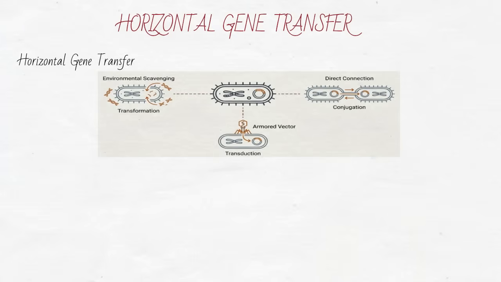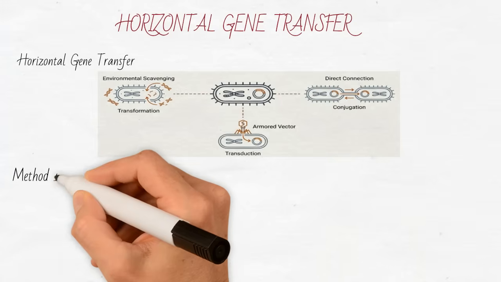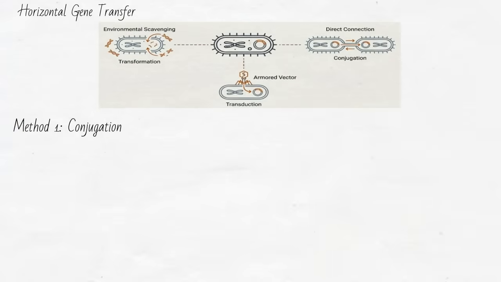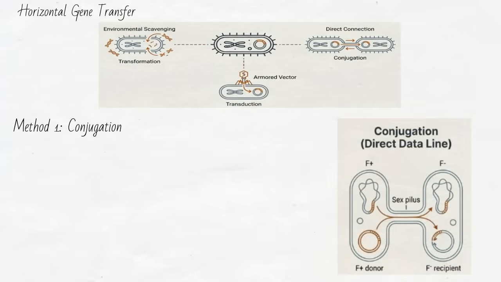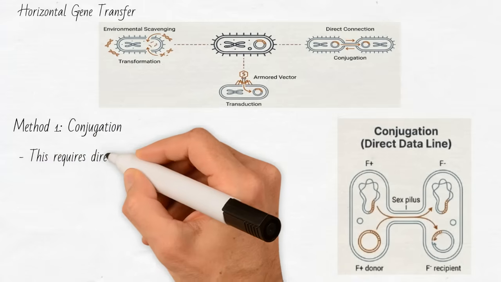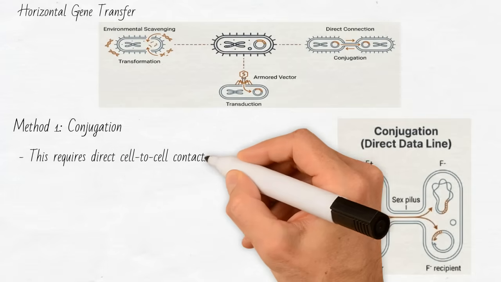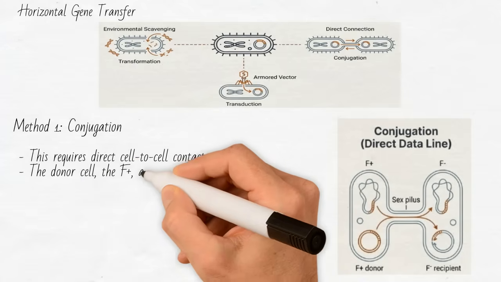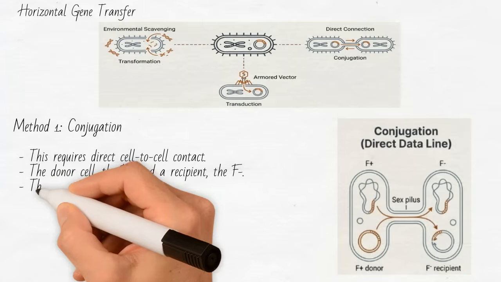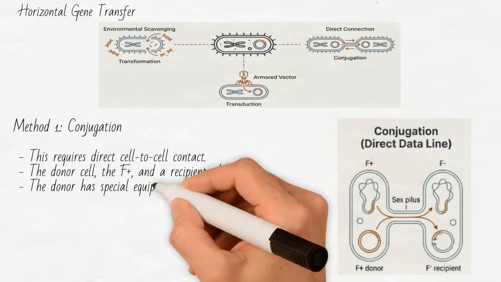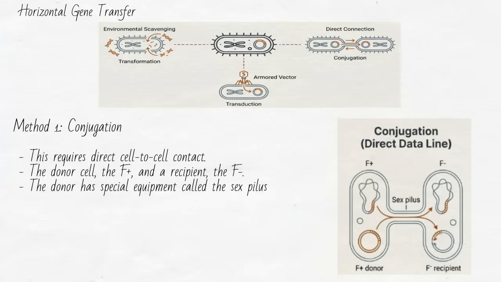Let's run through the 3 ways bacteria swap genetic blueprints. Method 1, conjugation. The most direct method. This requires direct cell-to-cell contact. You have a donor cell, the F+, and a recipient, the F-. The donor has special equipment called the sex pilus. This hair-like projection reaches out, attaches to the recipient, and forms a physical cytoplasmic bridge. It's like docking a cable between 2 cells, a biological handshake that turns into a dedicated data line.